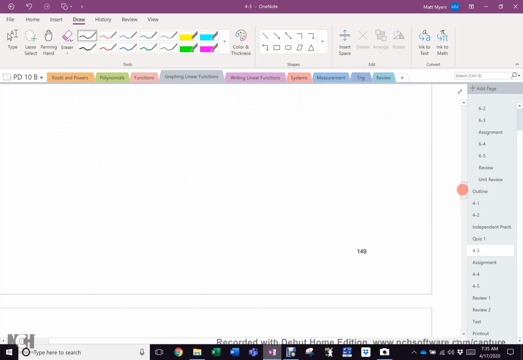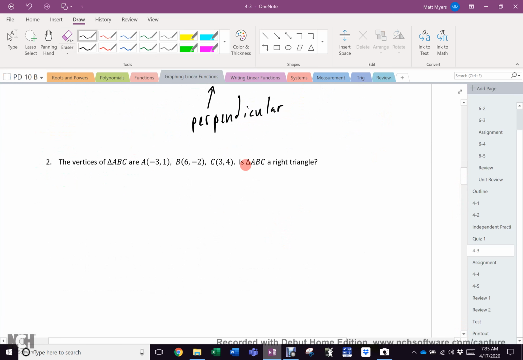Now, this question says, I've got a triangle. Is it a right triangle? If it's a right triangle, then two of those sides are going to meet at 90 degrees, right? But there's 1, 2, 3 corners we'd have to check. I don't want to check three corners. That's a pain. So what I do is I sketch it out.